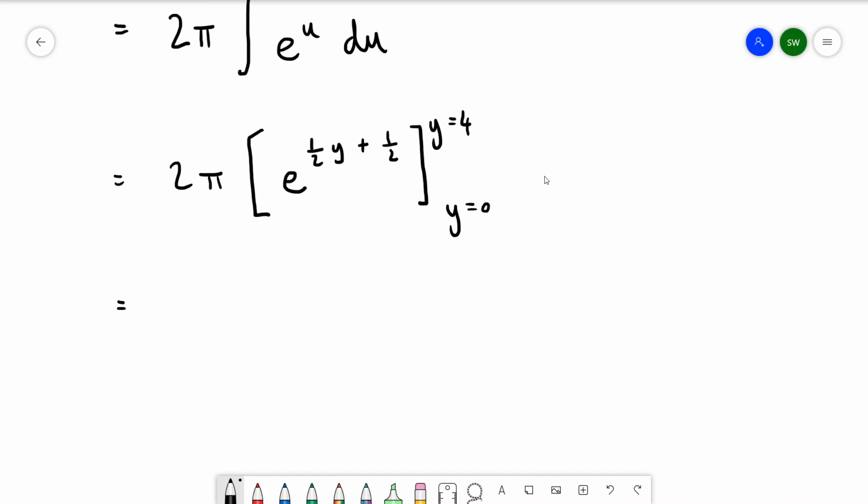And then finally, we can just substitute in these limits. So we're going to have 2 pi times by, sub in the top limit, and we'd get e to the power of 5 over 2. And subtract, sub in the lower limit, we're going to have e to the power of a half.